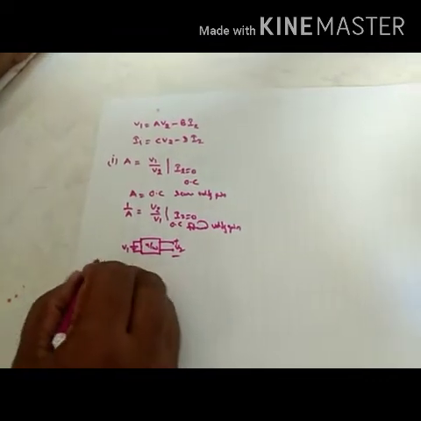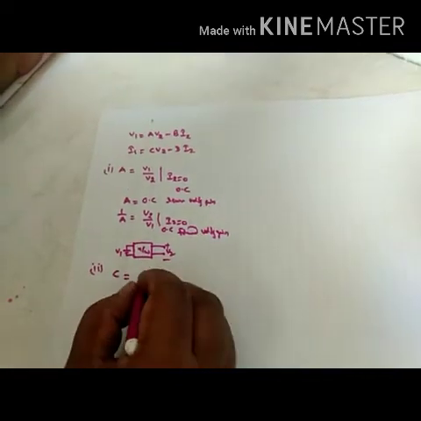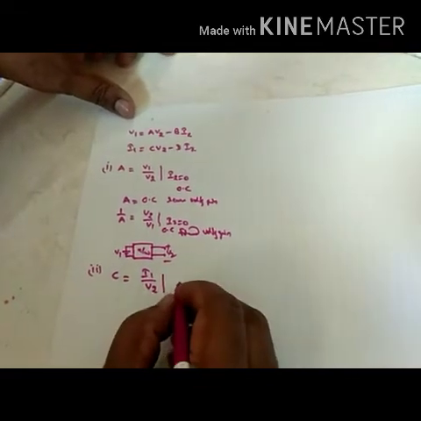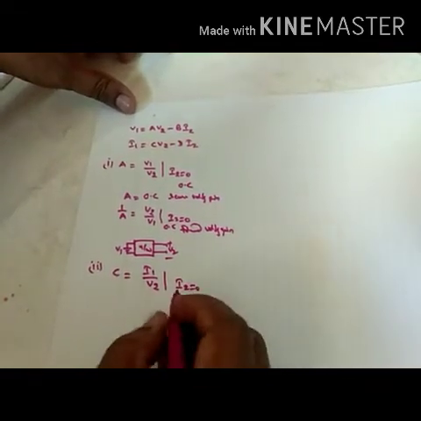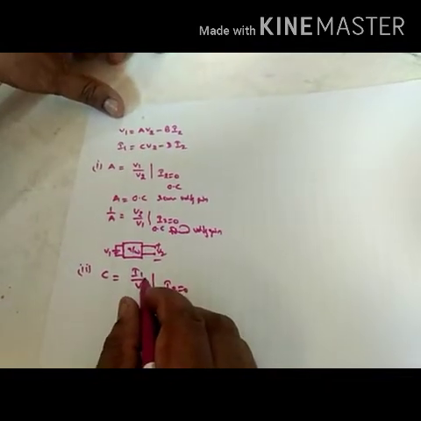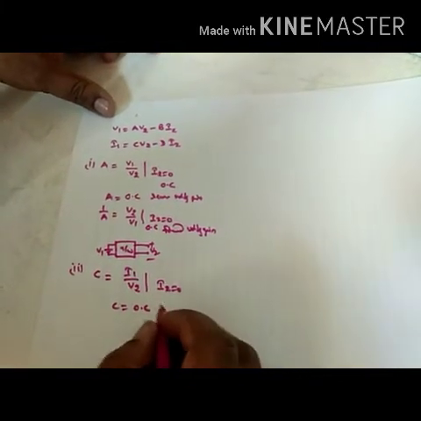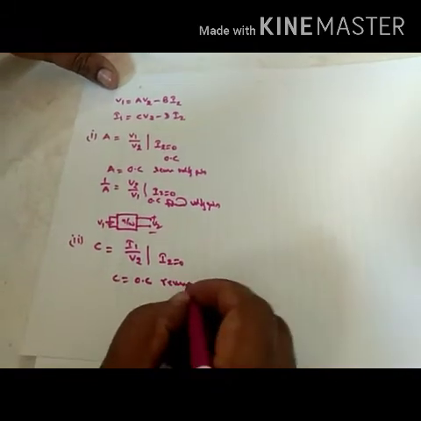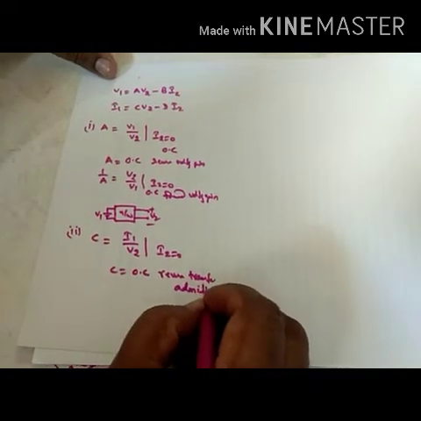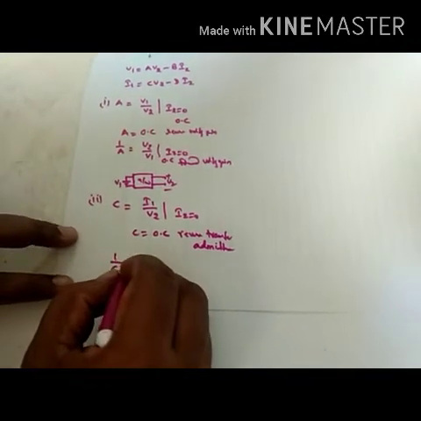Then similarly the second parameter, C parameter. C is equal to I1 by V2 when I2 is equal to 0. Same C also, open circuit. Okay, input current by voltage. So reverse transfer admittance.